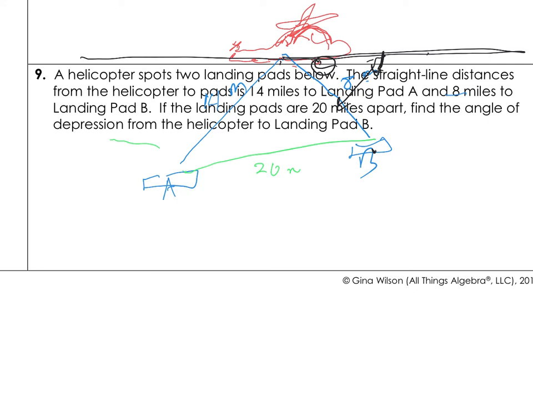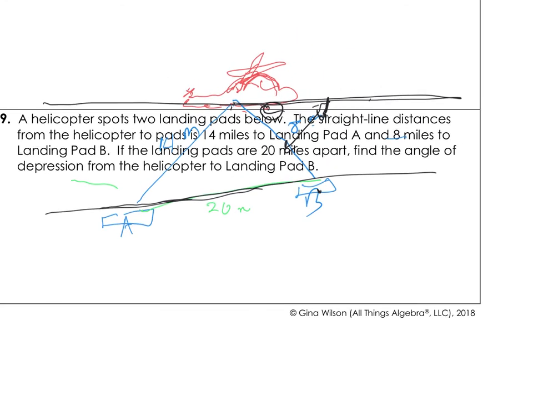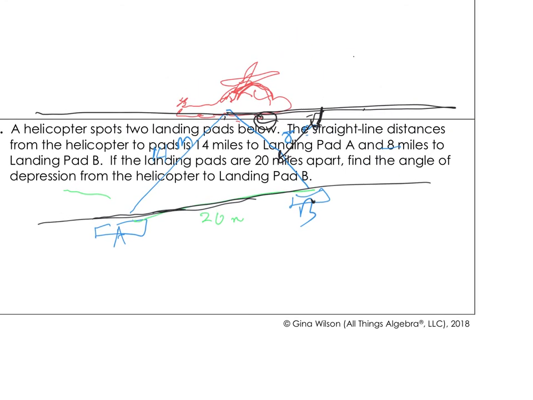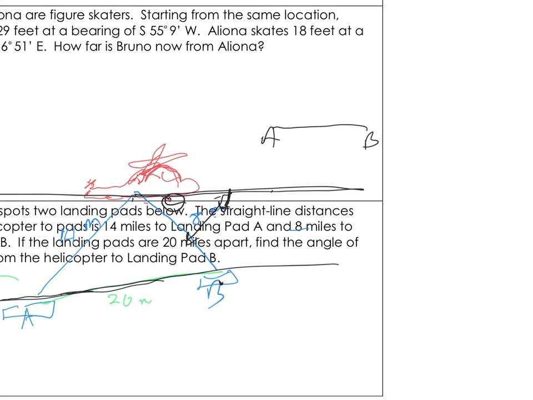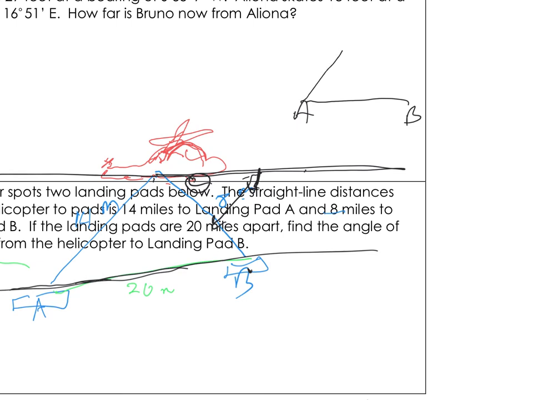Well, you have to use your imagination and realize that these two lines would have to be considered as parallel, okay? So had I read the whole problem first, I would have drawn landing pad A and B. I'd have drawn them together. Then I would have drawn, how long was that one? 14. I'd have drawn 14. Then I would have drawn 8. Is that what it was? And then there's my helicopter right up here. So that's my picture. So you could use your imagination that these two are parallel.